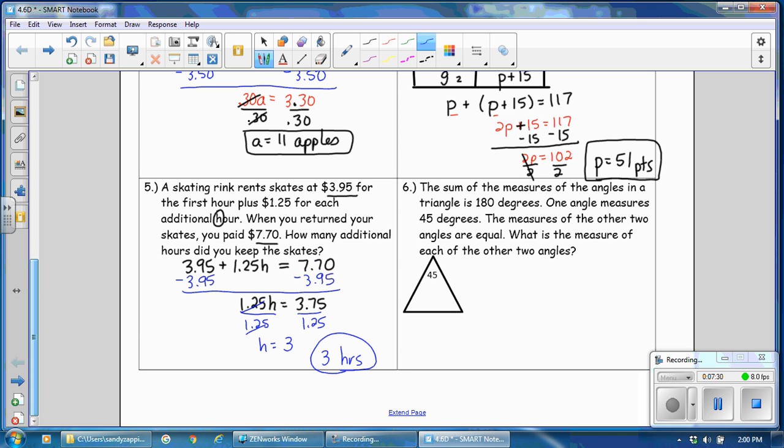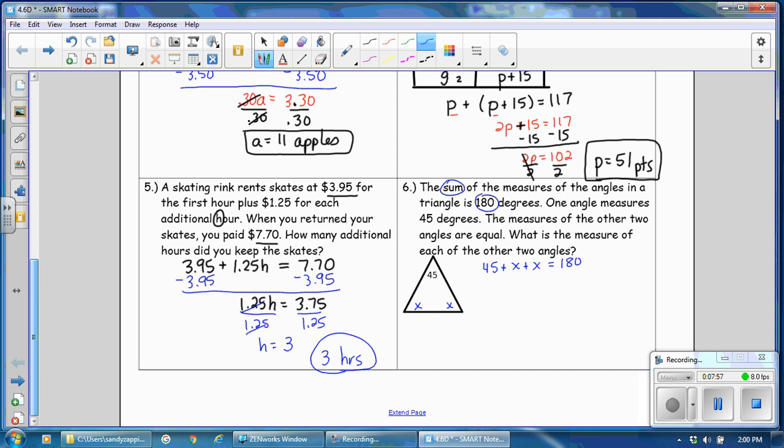Number 6, the sum of the measures of the angles in a triangle is 180 degrees. One angle measures 45 degrees. The measurements of the other two angles are equal. So since they're equal, you can use the same variable for both of them. What is the measure of the other two angles? So it says that the sum of them is 180 degrees.